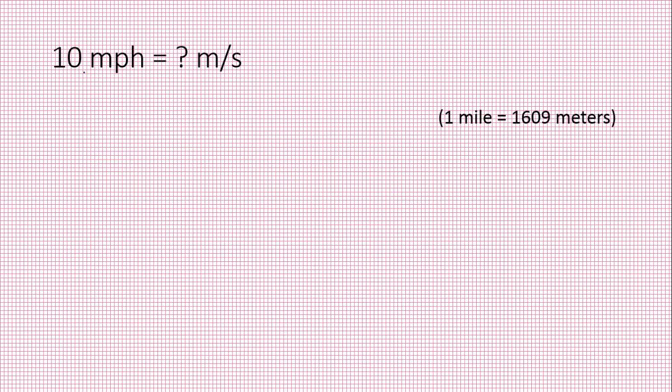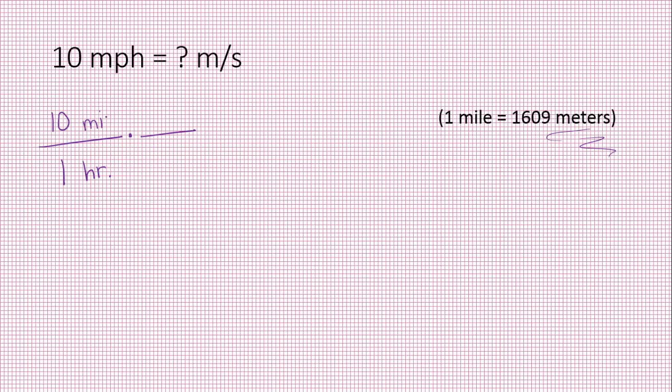Let's take 10 miles per hour and convert it to meters per second. Start with a fraction that means 10 miles per hour. We're going to break that down into 10 miles every 1 hour. First, let's go ahead and change the miles into meters. I put the conversion ratio right there. What you want to do is set up those two equivalent amounts in a new ratio and multiply.